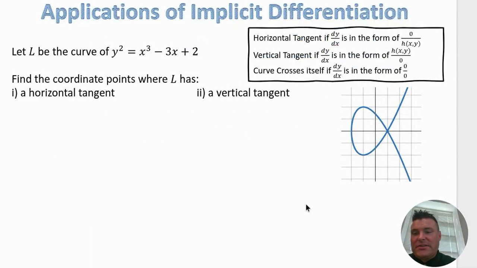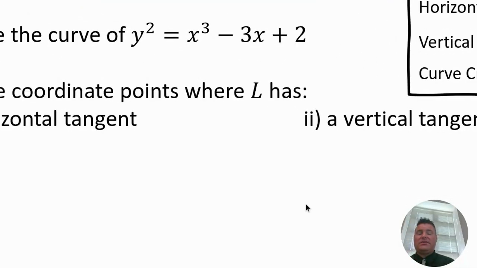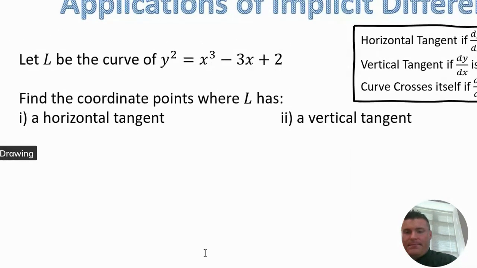We have L is the curve of y squared equals x cubed minus 3x plus 2. So let's get rocking and rolling on this question. The first thing I'm going to do here is read the whole question. Find the coordinate points where L has a horizontal tangent and a vertical tangent.